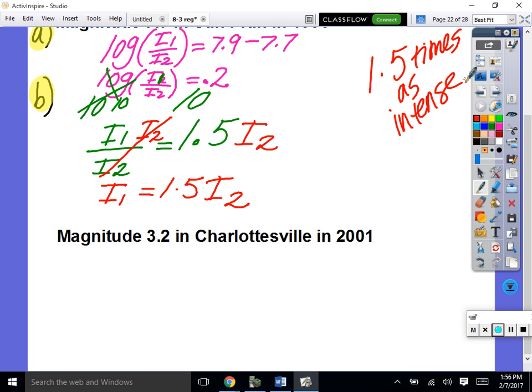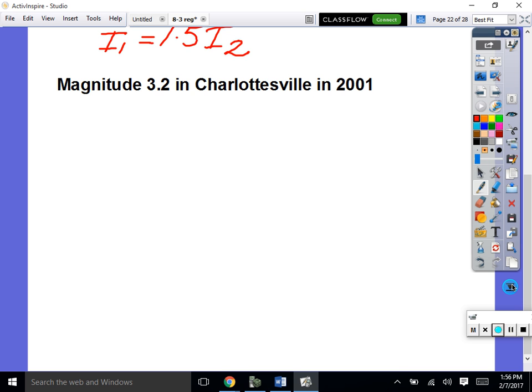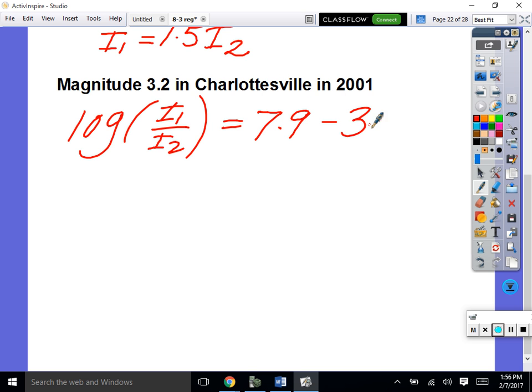So we're comparing it to magnitude 3.2. We're comparing the original 1812 one, and it was 7.9, wasn't it? So we would say log of intensity 1 divided by intensity 2 equals 7.9 minus 3.2. You're going to see how crazy of a difference this one is. So we would undo the logs to get the intensities alone by taking base 10.